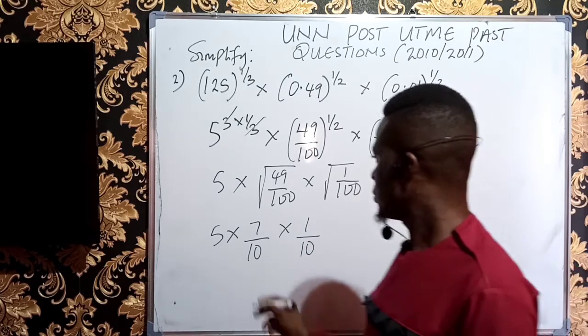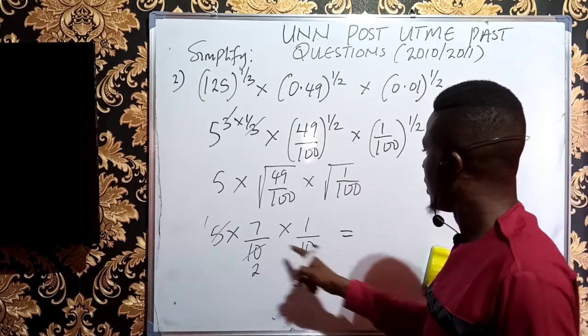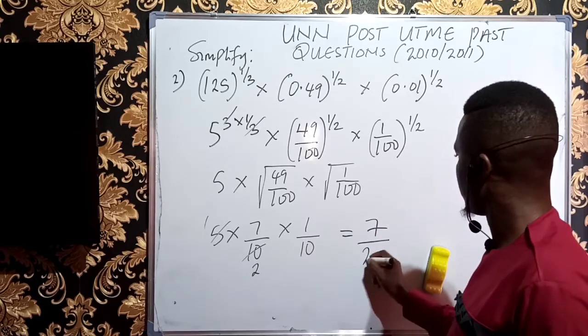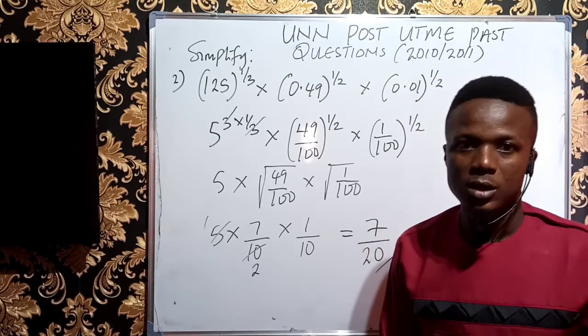So now 5 here is 1, 5 here will give us 2. So at the end of the day, we'll have 7 times 1 is 7, all over 2 times 10 will give us 20. So the answer is 7 over 20. Let's pick the next question.